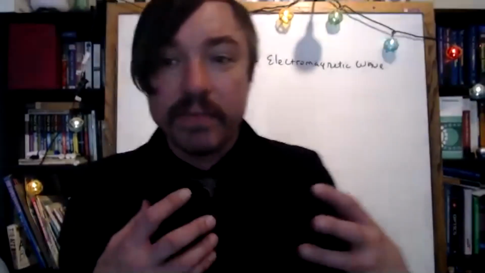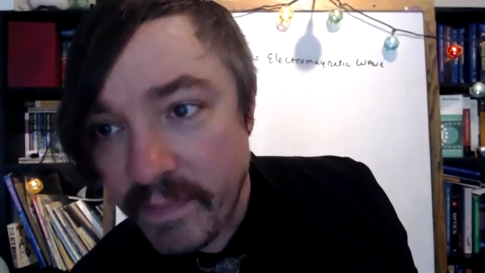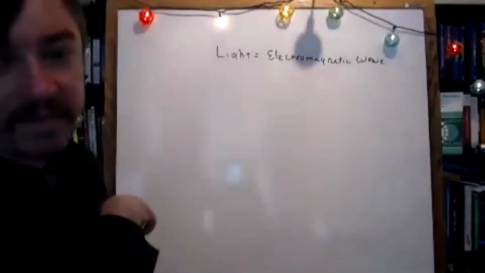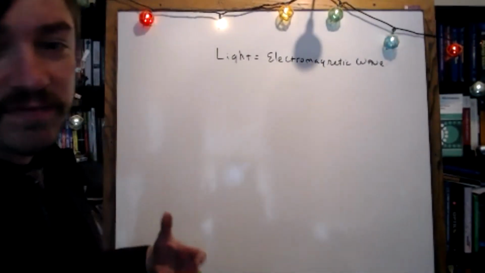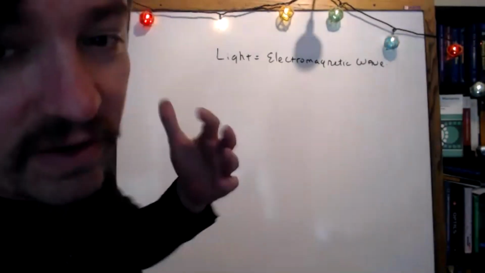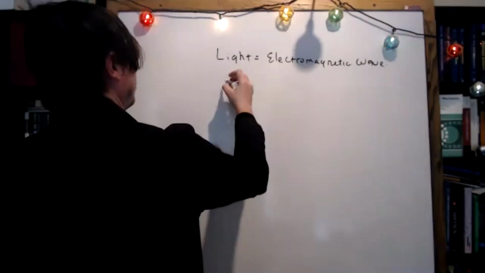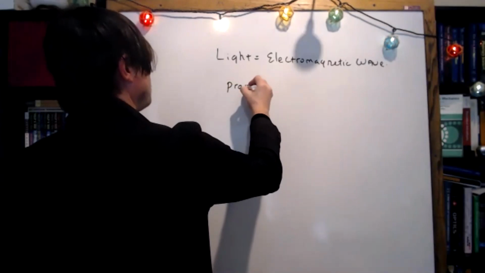Waves have a number of properties associated with them. And I did go over them at the end of last lecture, but you guys were probably exhausted and tired by that point. So I don't think it would hurt to cover them again, okay? So if light is an electromagnetic wave, it has the properties that all waves have. What are some properties of waves?